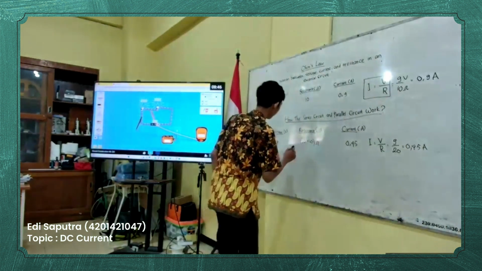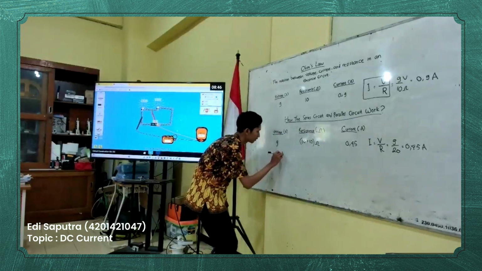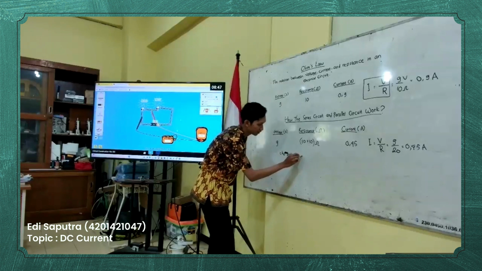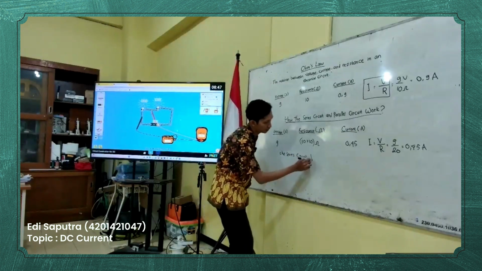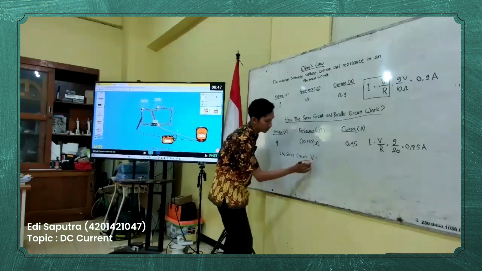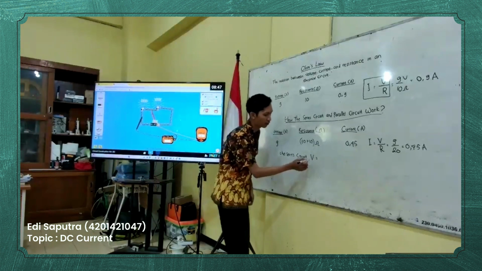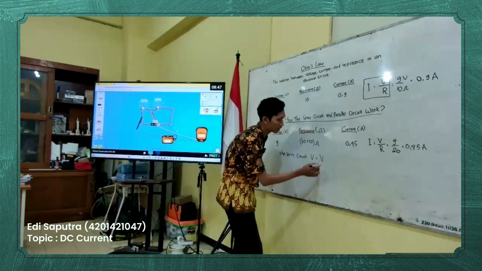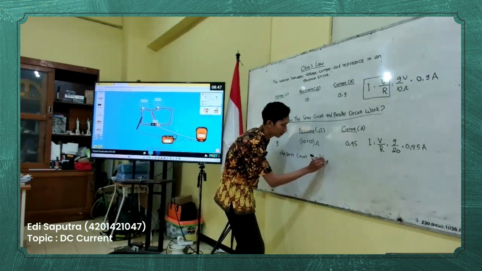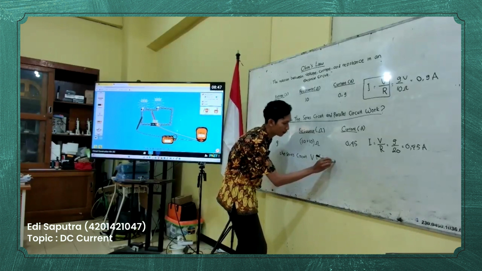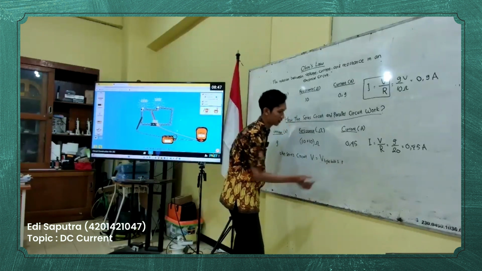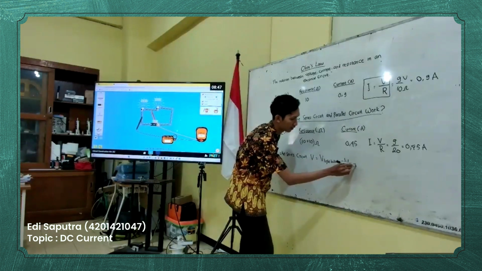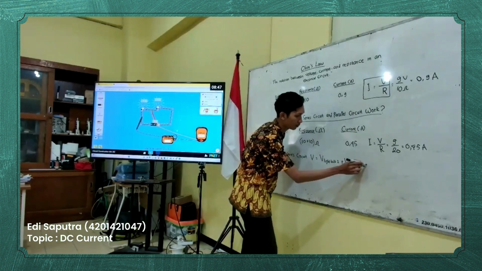So in the series circuit, the voltage in the battery is divided into two parts: voltage in light bulb 1 plus voltage in light bulb 2.